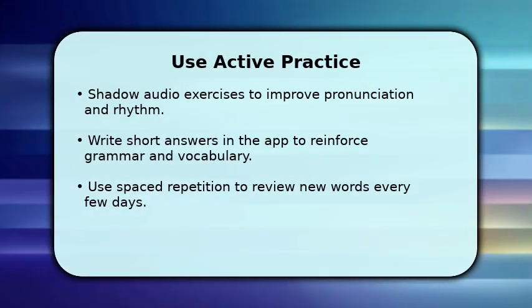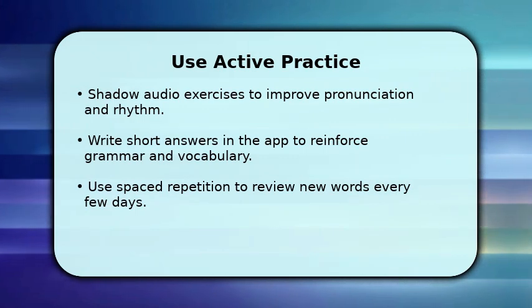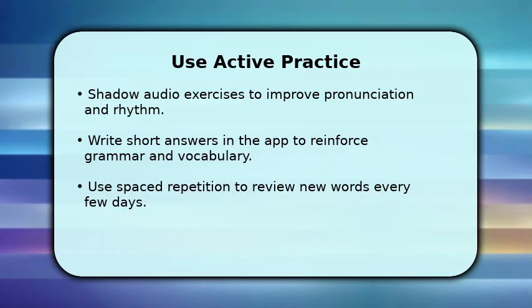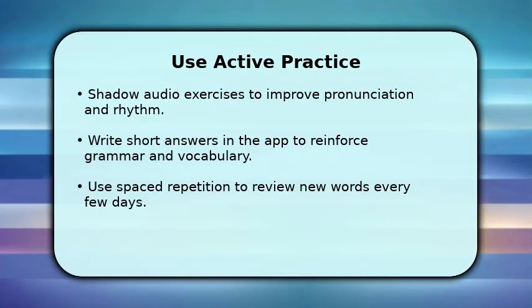Start with active tasks that force output, not just passive review. Repeat sentences aloud and shadow dialogues to match pronunciation and rhythm. Type short responses or record quick voice notes to practice grammar and fluency under real conditions. Schedule spaced repetition reviews so new words reappear at optimal intervals. Mix short speaking bursts with focused review to turn recognition into usable language skills, keeping sessions lively and effective.